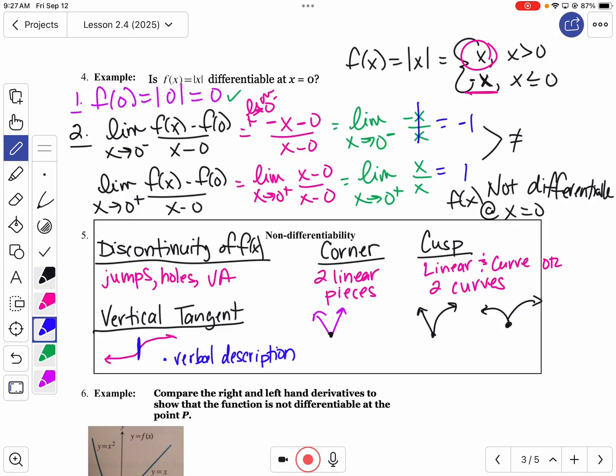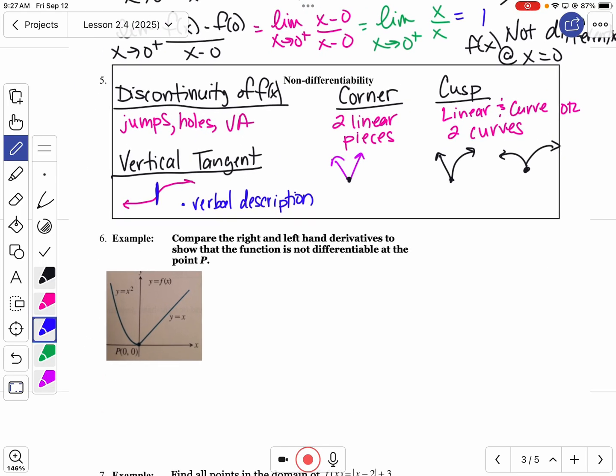Okay. So just like they may ask me, where is it differentiable? They might also say, where is it not differentiable? Or prove that it's not differentiable. Now, I'm not going to work through all the math on this next one just because it takes a hot minute, but we can look at this picture.